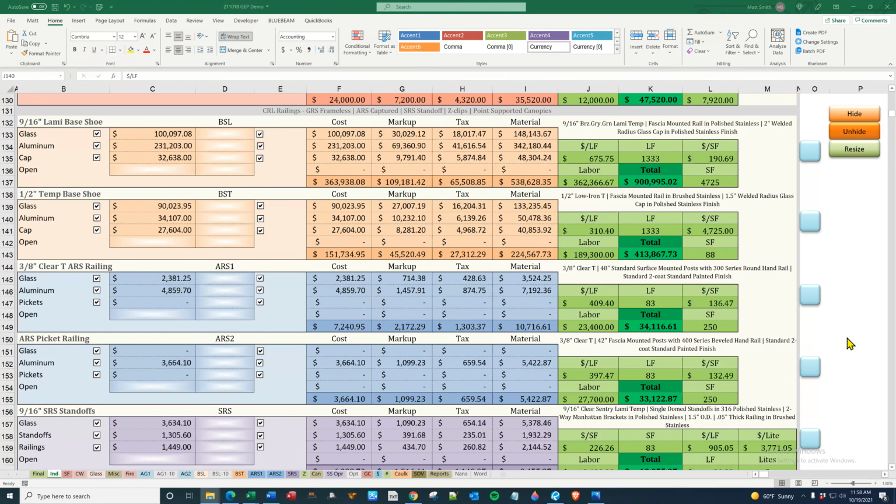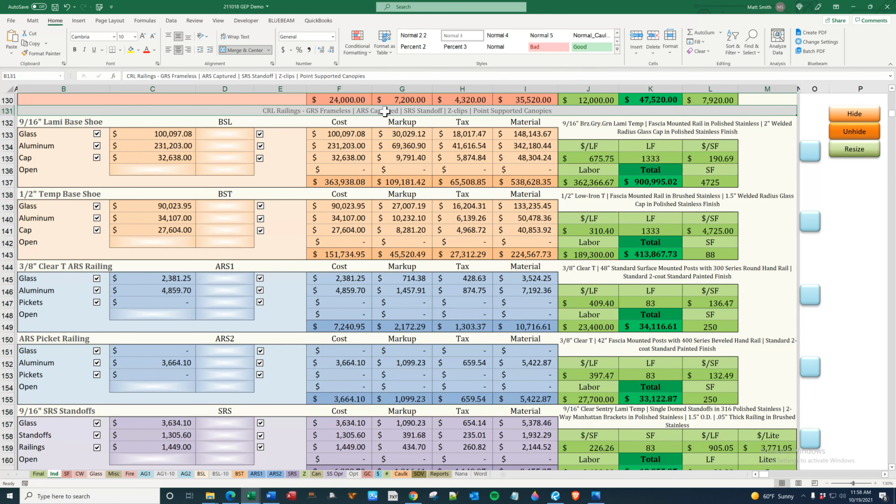Hello all, this is the fifth video of individual totals. We're going to be going over the CR Lawrence railings area, which takes up a good amount.